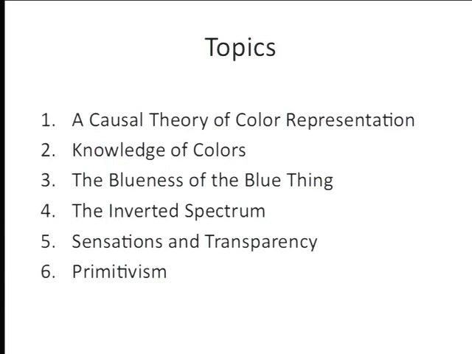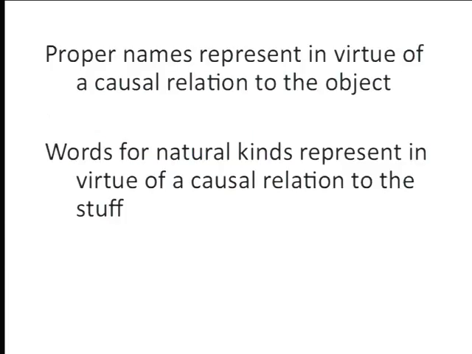Okay, so let me start out with just the idea of a causal theory of colour representation. We have these theories in the table, you may agree with them or not, that proper names represent in virtue of a causal connection to the object. So the object causes you to use the name, and since there's that causal connection between the object and your use of the name, that's how come the sign refers to that thing. That's a familiar idea by now. You've heard that before? Yes? Okay. Hello? Am I in the right class?